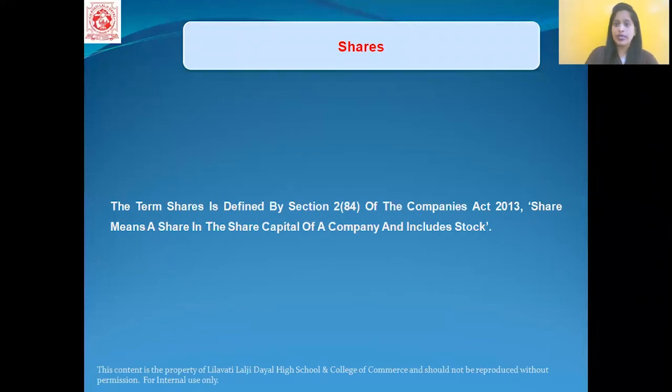So the first topic that we need to understand is shares. What are shares, students? As per the definition of the Companies Act 2013, share means a share in the share capital of the company and includes stock. So share is nothing, students, but the smallest unit of the total share capital of the company.